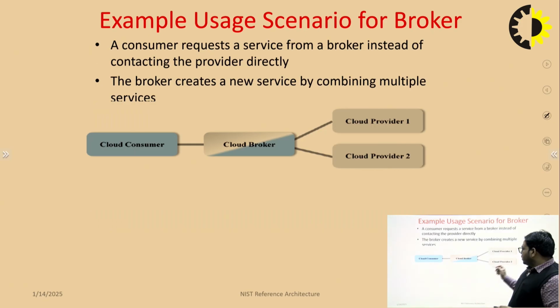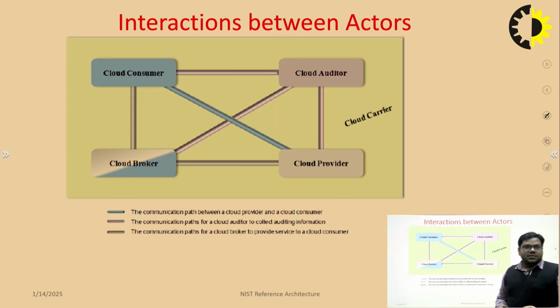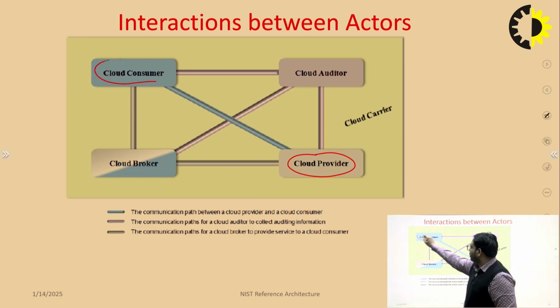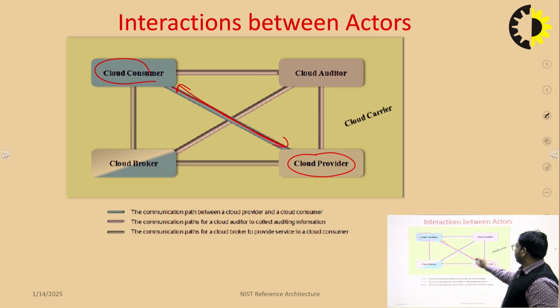So this is an example we have already discussed. Carriers, this is the kind of thing we can have. This is the cloud provider and this is the consumer. They are connected directly to each other. It is a two-way communication. They can interact with each other using this channel.